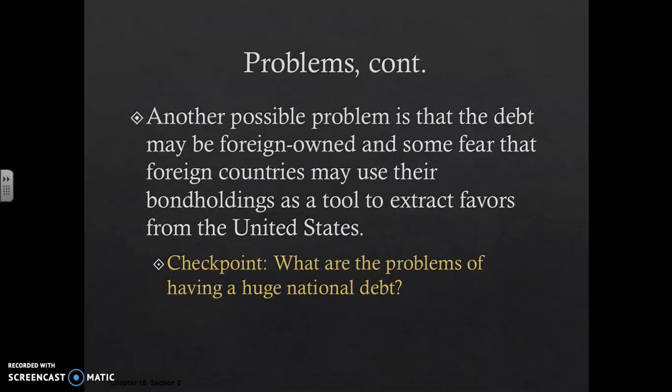Another possible problem is that the debt may be foreign owned, and some fear that a foreign country may use their bond holdings as a tool to extract favors from the United States, meaning, hey, you owe us all these bonds, but if you do this for us, we can settle up that debt, those kinds of things, so that they can use that to benefit them.